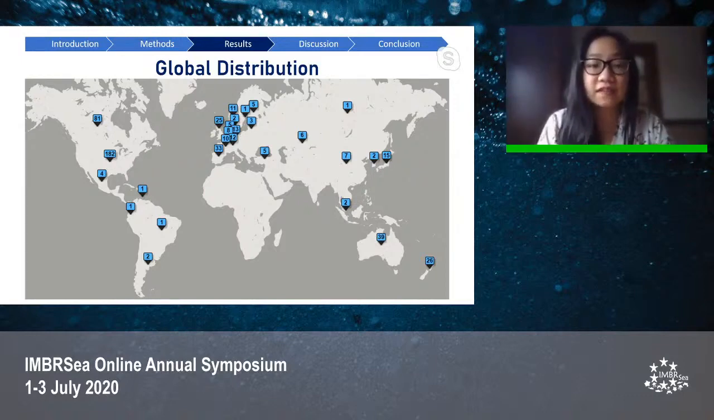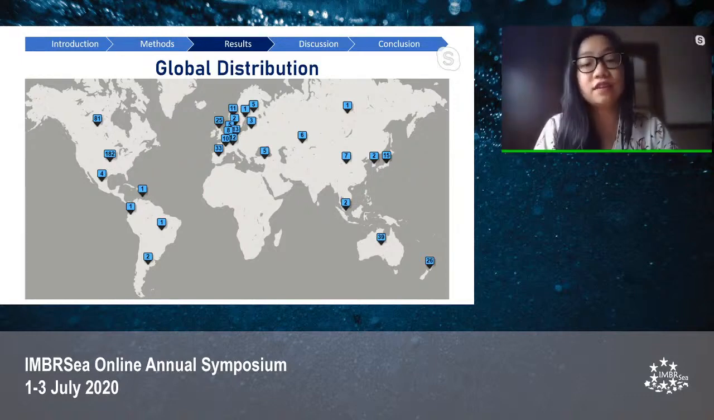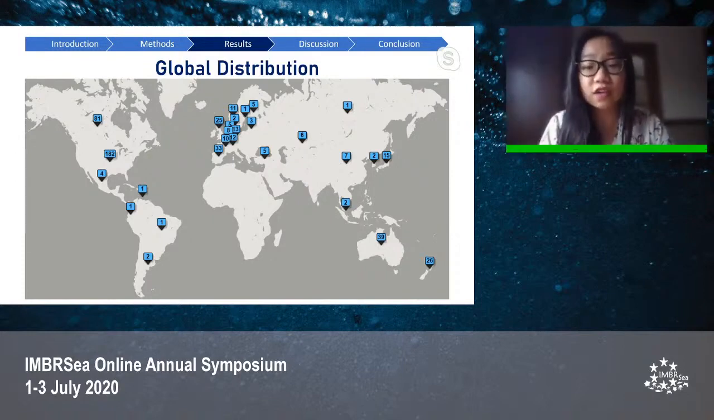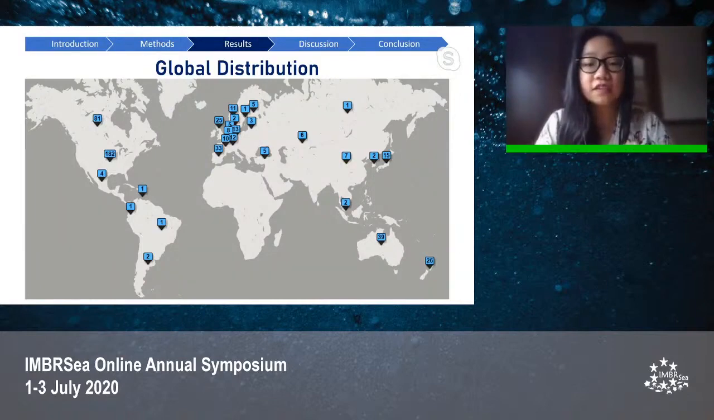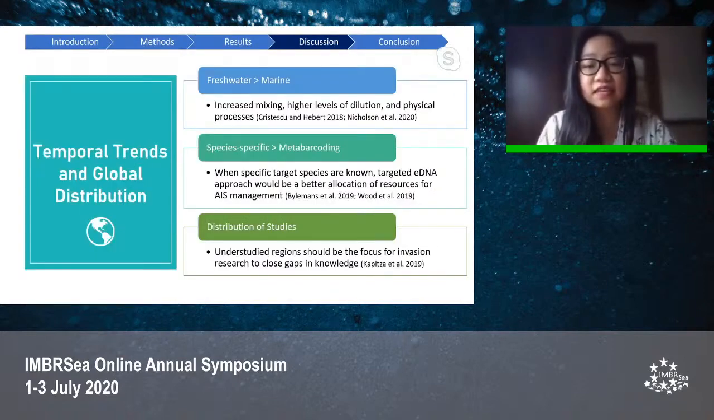However, these gaps in South America and Africa don't signify that there aren't working groups using DNA biomonitoring. In fact, many studies that were excluded during the screening took tissue samples of AIS, used eDNA in terrestrial ecosystems, etc. So it's not surprising to see that the eDNA studies of AIS were dominated by freshwater records due to the dynamic environment in marine systems, including increased mixing, higher levels of dilution, and physical processes such as upwelling.